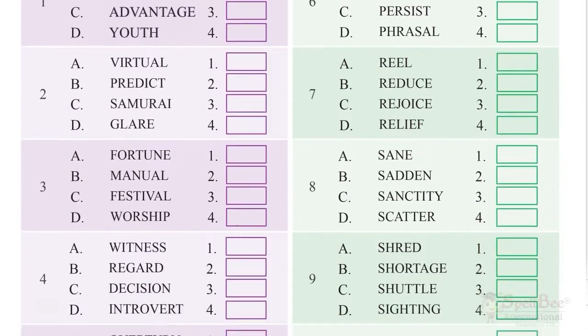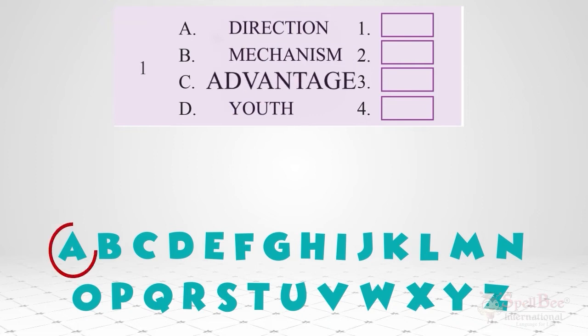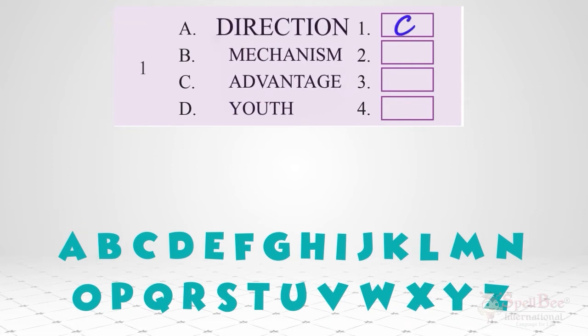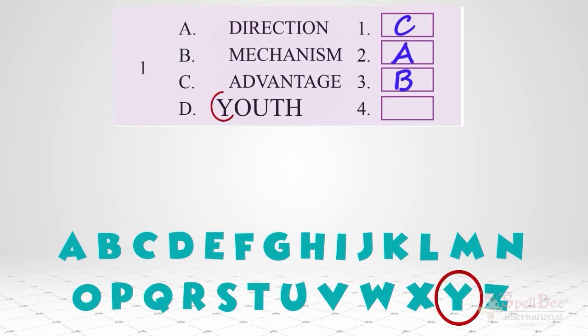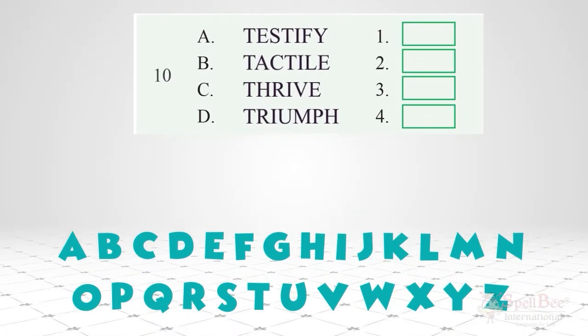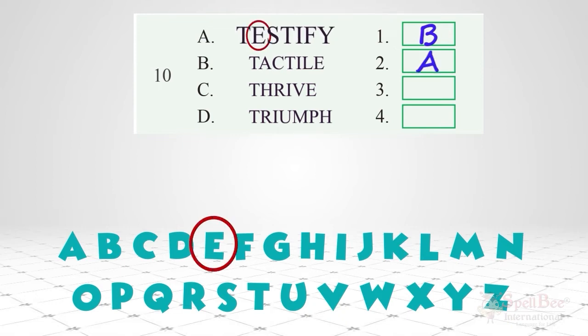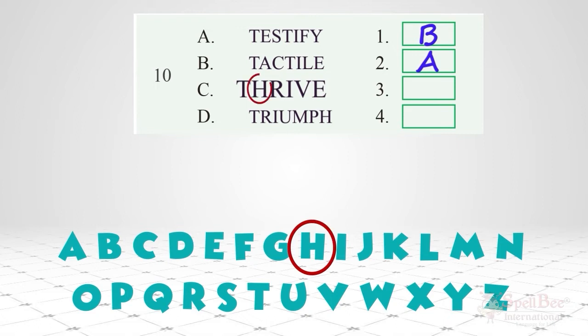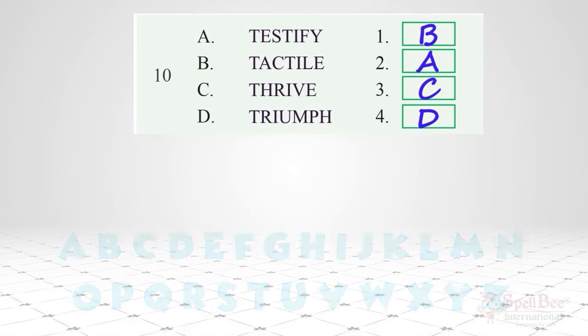This is quite simple. You've got to only arrange the words in alphabetical order. Here, A, advantage, comes first. So C, then comes direction, so A, and M, mechanism, so B, and finally Y, youth. So CABD will be the answer. Sometimes when you see all the first letters are the same, you go for the second letter, right? So here, tactile is the first one, so B, and then testify, A, thrive, C, and finally triumph, so D. BACD is the answer for this one.